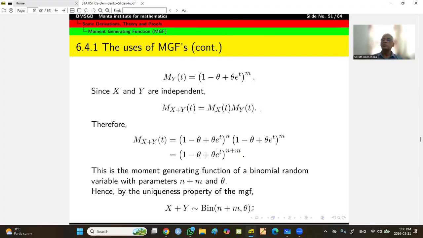So what does X + Y give you? X + Y gives you the number of successes if you toss the coin n + m times. Same coin, so the probability of success is the same, θ. So X + Y should be the number of successes in n + m trials. So we know that it should have a binomial distribution with n + m as the number of trials and θ as the probability of success. So practically also, X + Y should have the same kind of distribution, binomial.